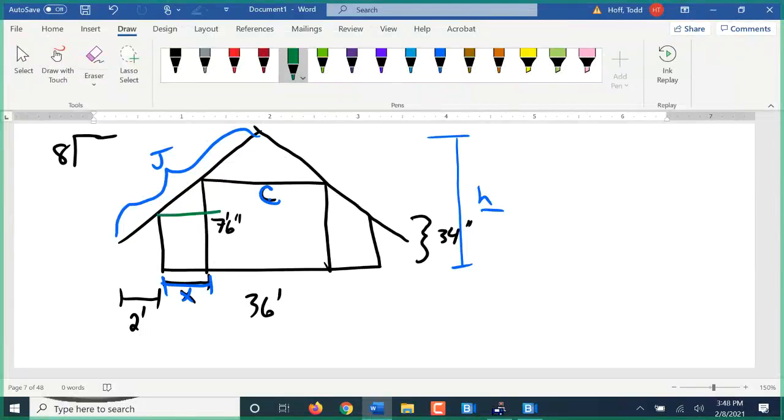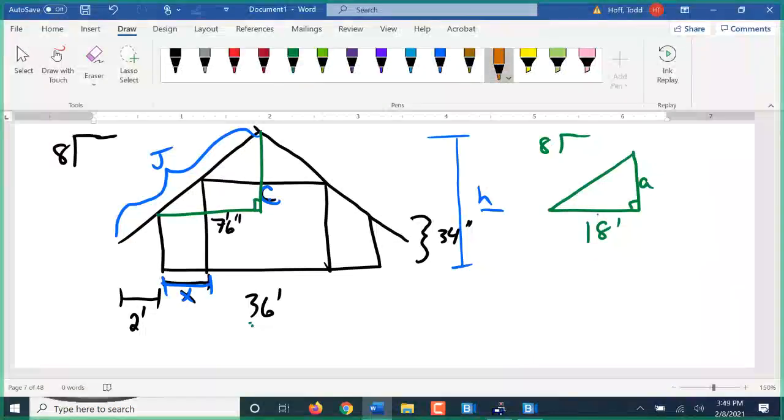So that makes sense. We'll put in this triangle right here. I'll draw it over here. I'm going to call the height of that A, the up and down A. What's this bottom piece? 18. It's still half the span. Good. And it is still an 8/12 slope. So how do I find A? 8/12 equals A over 18. A is 12 feet there. So what's my height?